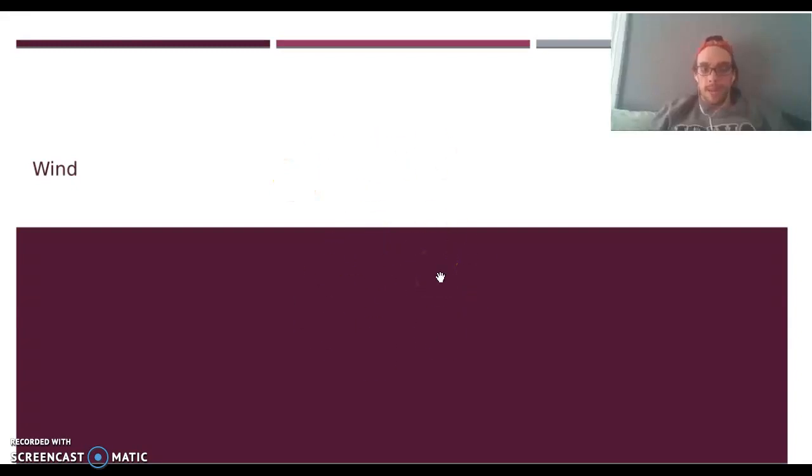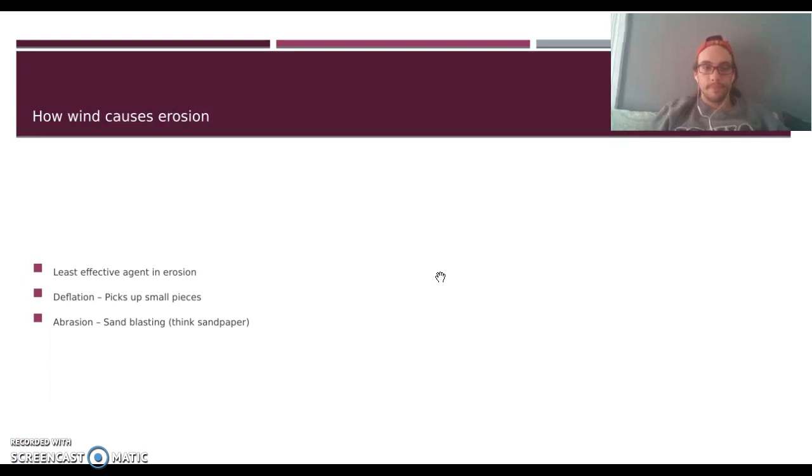Okay, on to the last feature of erosion. This is going to be the shortest one, but it's going to kind of bring everything together a little bit. All right, so wind causes erosion. It's the least effective agent in erosion compared to water, ice, things like high elevation, that sort of stuff. But it still is an agent in erosion. So we have deflation and abrasion when we think about wind erosion.